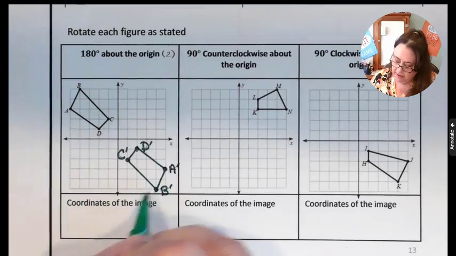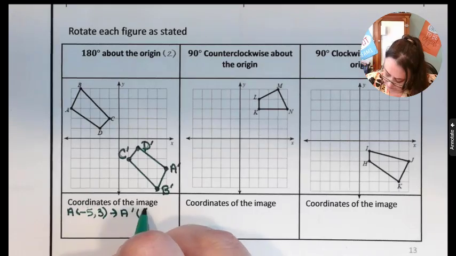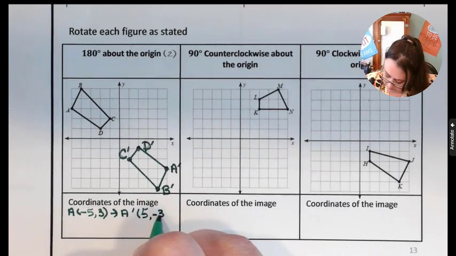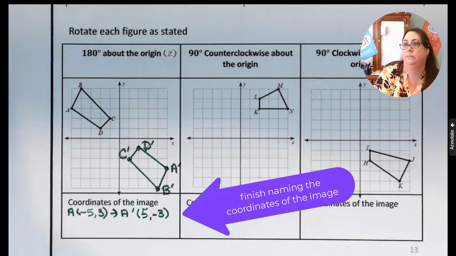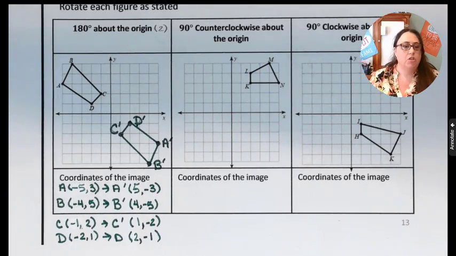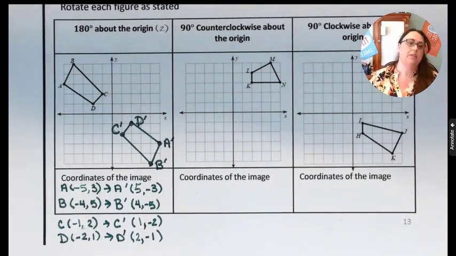So the coordinates of this image. So A was the point -5, 3, and A prime is going to be the point 5, -3. I want you to go ahead and pause it and then do the rest of them. So you should have gotten that B was -4, 5, and B prime was then 4, -5, and C was -1, 2, and C prime is 1, -2, and D is -2, 1, and D prime is 2, -1.